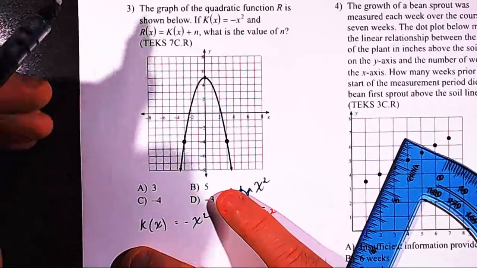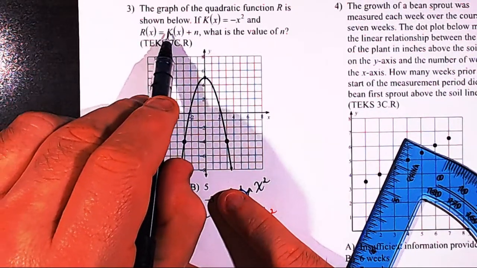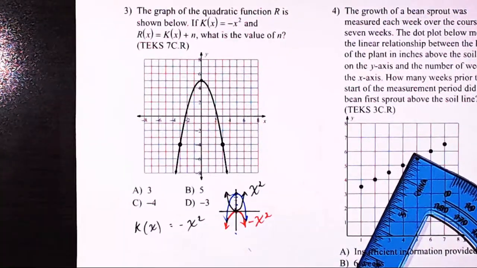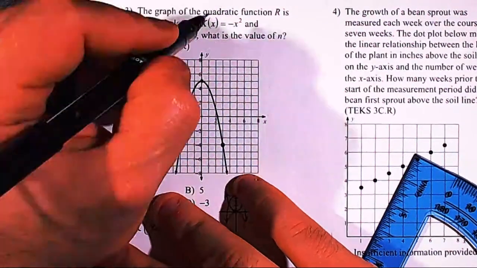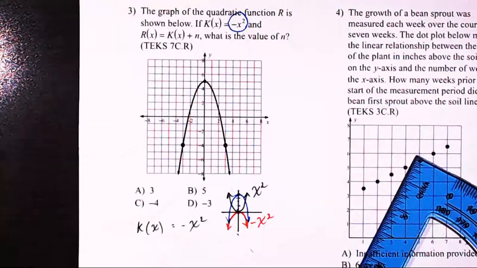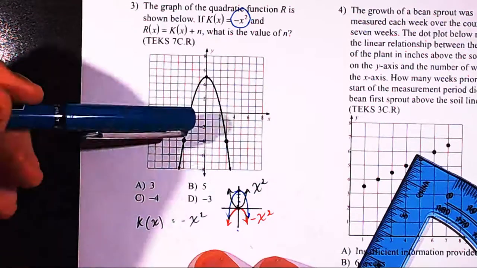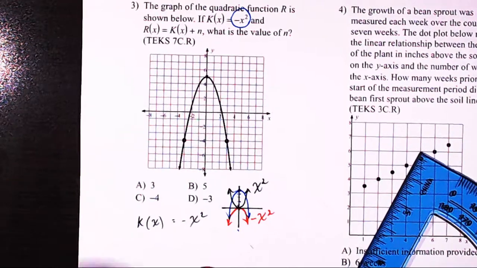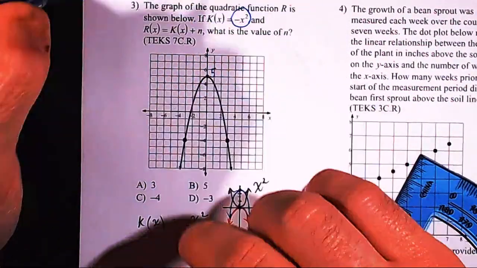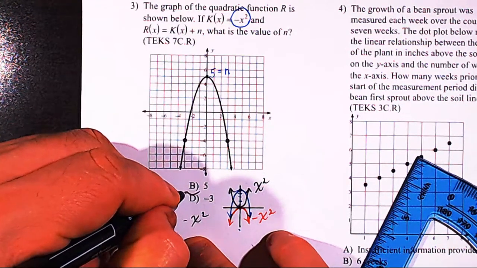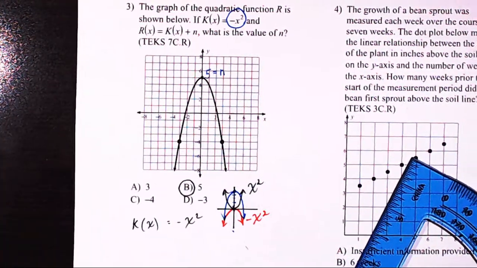The question asked, if r of x equals k of x plus n, what is the value of n? All right, well, k of x, we already saw, k of x is -x squared, and then plus 5 gives us this graph right here, so n must be 5. See, this is 5. So this equals n. So because of all those reasons, the correct answer choice is B, 5.